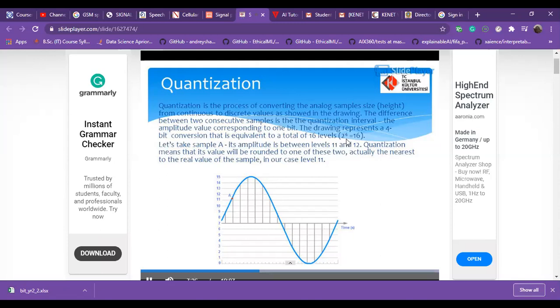Let's take sample A. Its amplitude is between levels 11 and 12. Quantization means that its value will be rounded to one of these two, actually the nearest to the real value of the sample, in our case level 11.